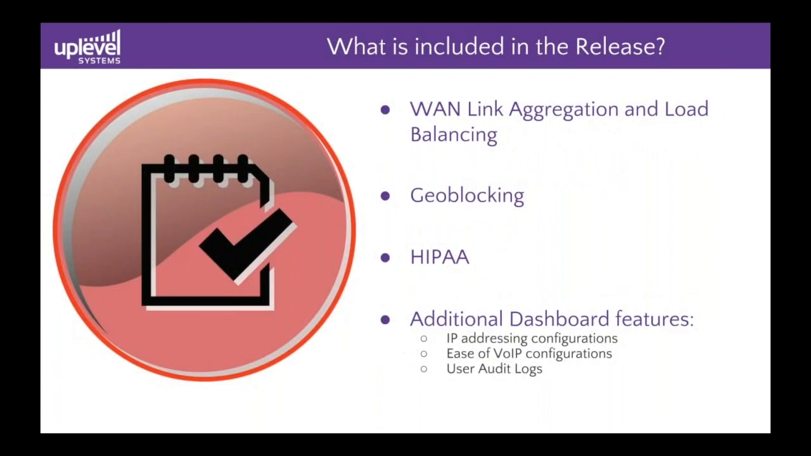So to kick things off, what is included in the new release? First is going to be WAN link aggregation and load balancing to add the ability to add link lines together and improve the overall connectivity of the network. Next is going to be geoblocking to prevent employees from getting to entire countries to keep them safe. And then thirdly is HIPAA compliance BAs for customers requiring regulation, as well as additional dashboard changes to help improve deployment ease, like additional improvements to IP configurations, VoIP Ethernet configurations, and user audit logs.